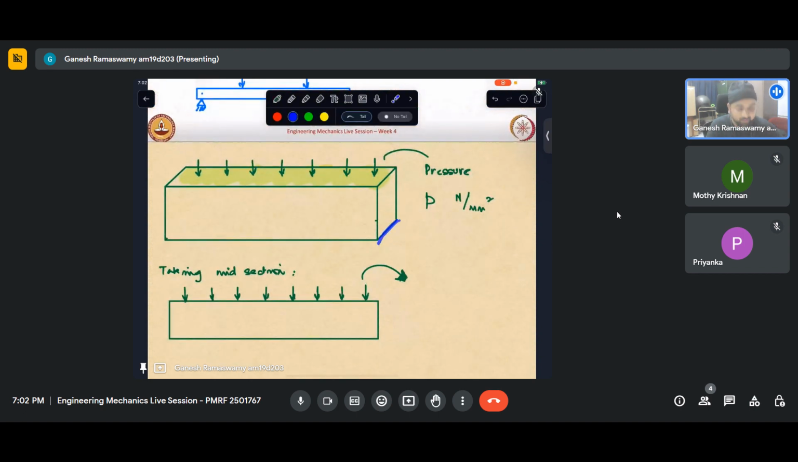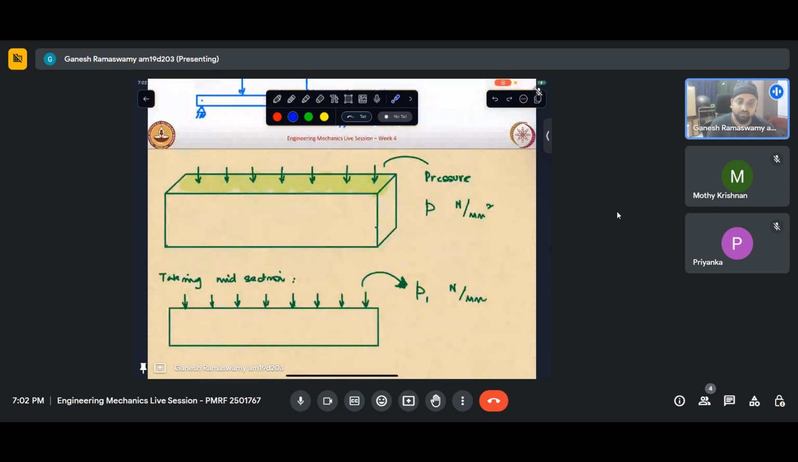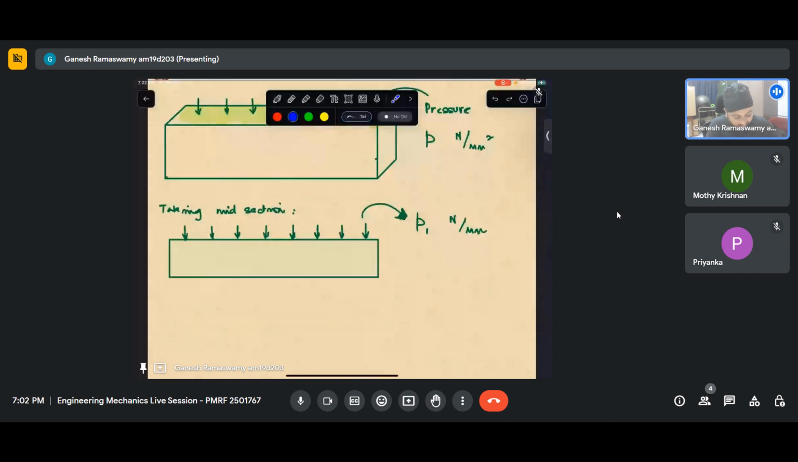So if I multiply this pressure with this dimension, I'll be able to see that I will get a pressure intensity P1, which will be Newton per mm. So this is called a pressure intensity. Now, since it was a pressure, it is uniformly distributed, I have this essentially as a rectangle.